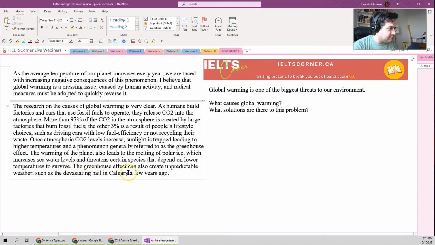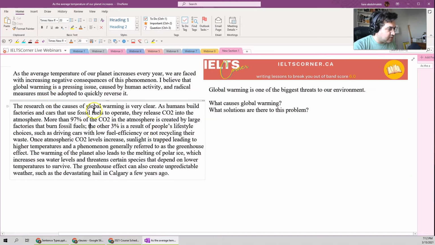The greenhouse effect can also create unpredictable weather, such as the devastating hail in Calgary a few years ago. So this is more like a cause and effect paragraph, but at the end I have added an example too. And you can see that because it talks about the causes, so then it makes sense to have a cause and effect paragraph. Okay?